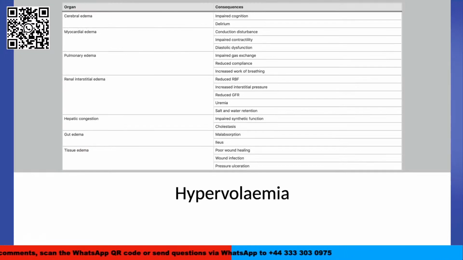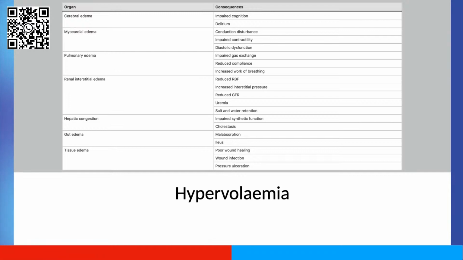The significant impact of hypervolemia is in part due to the many systems that it impacts, as well as the commonly encountered cardiac, respiratory, and renal failure. Hypervolemia can cause impaired cognition and delirium, malabsorption and ileus, poor wound healing, infections, and pressure ulcers.